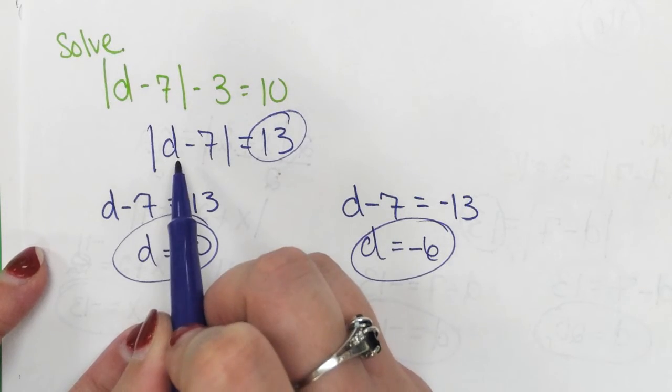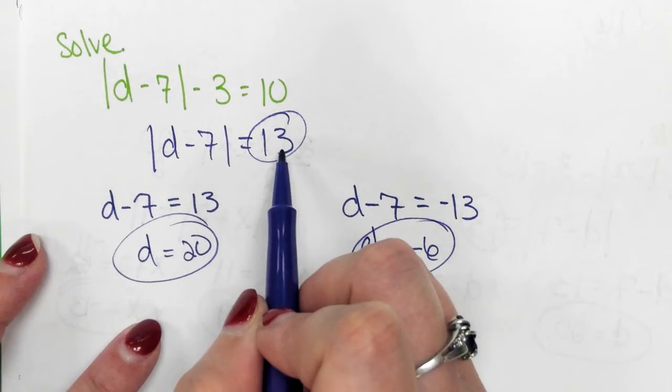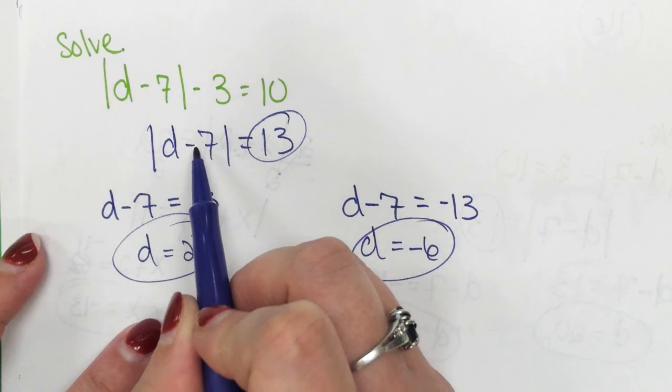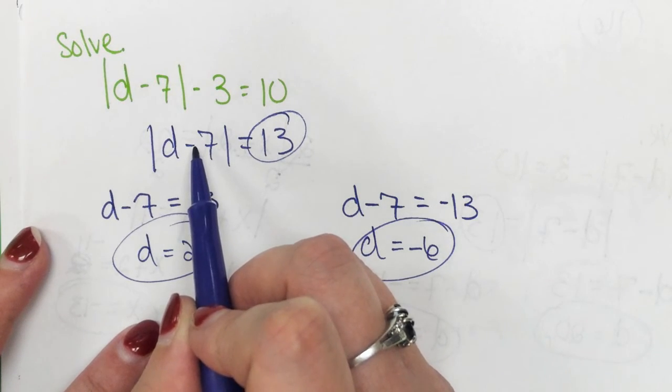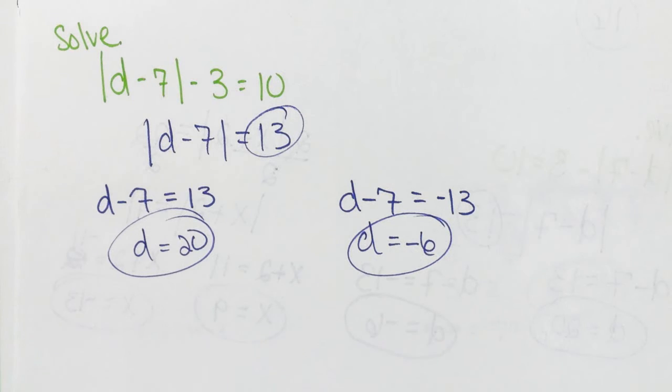Plug it in. What's 20 minus 7? 13. There you go. Plug it in. What's -6 minus 7? -13. Absolute value is 13. There you go. Are y'all okay? All right, that's everything that's going to be on your quiz.